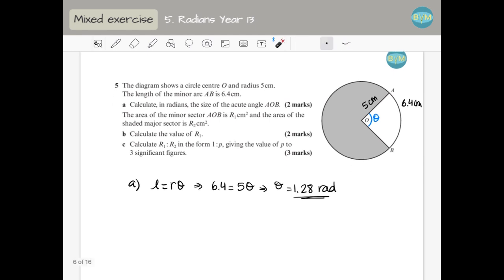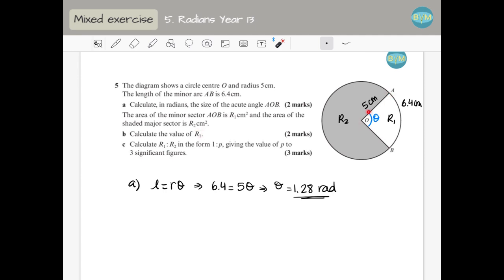Then the area of the minor sector AOB is R1. So this sector here is R1, the area. And the area of the shaded major sector is R2. So this one outside is R2, the gray one. Calculate the value of R1.